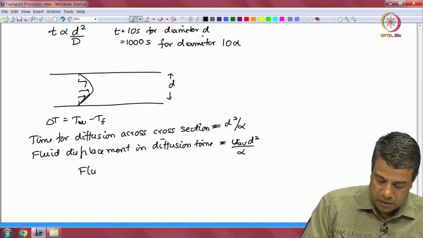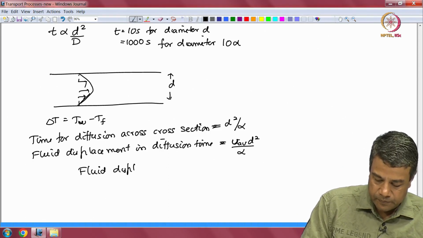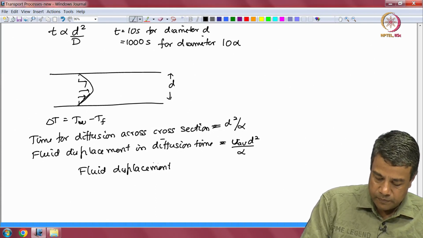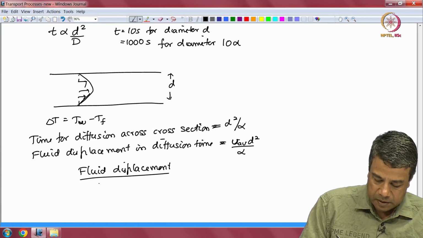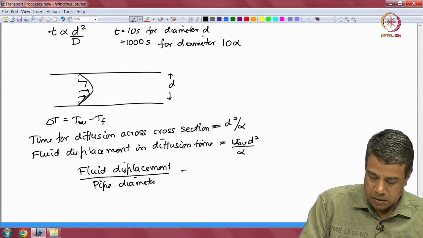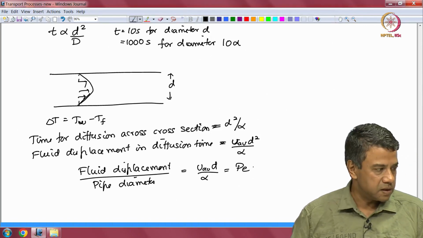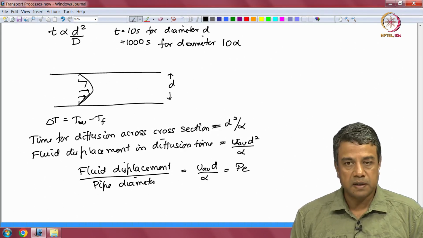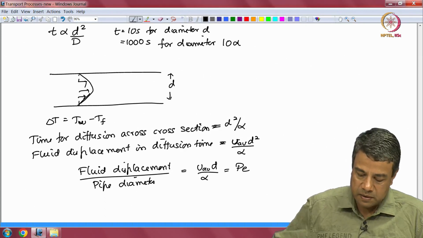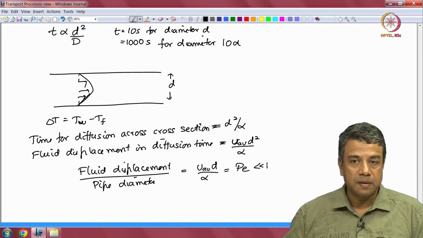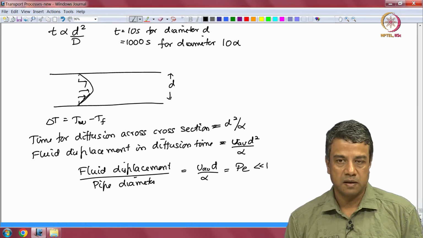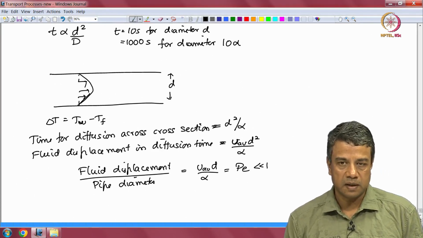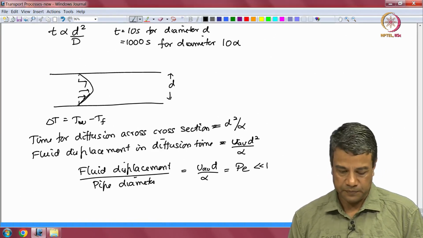So the fluid displacement divided by the diameter is going to be equal to V average d by alpha, which is the Peclet number. And this Peclet number is small. We are considering the regime where this Peclet number is small. That means that the fluid has moved only a fraction of the pipe diameter before the temperature is equalized across the entire cross section.